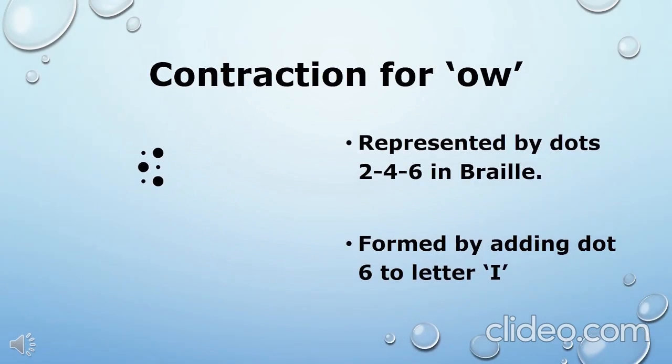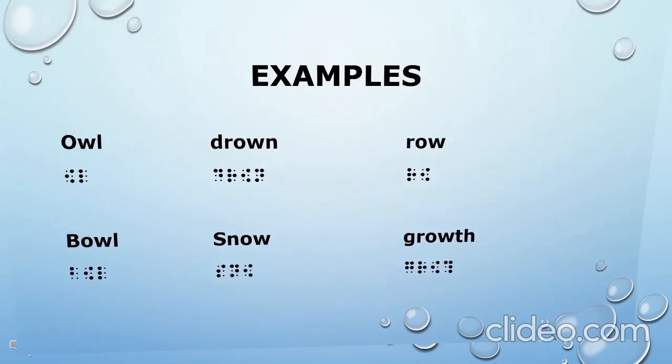Next, our last contraction here is the contraction for OW. This contraction can be written using dots 2, 4, 6. So this is derived from letter I with the addition of dot 6. So OW has dots 2, 4, and 6. Now this contraction can only be used as a group sign, not as a word sign. So let's go straight to the examples.